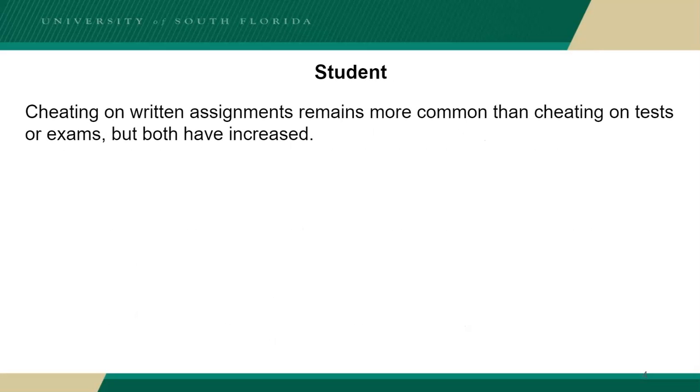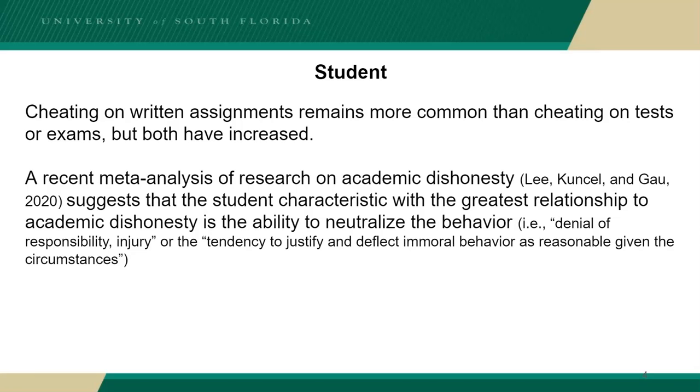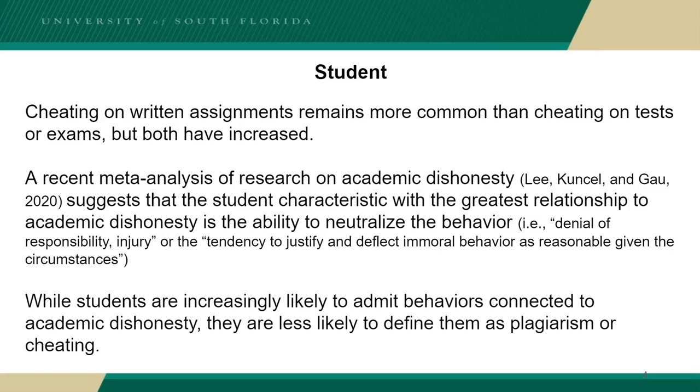Cheating on written assignments remains more common than cheating on tests or exams, but both have increased. A recent meta-analysis of research on academic dishonesty suggests that the student characteristic with the greatest relationship to academic dishonesty is the ability to neutralize the behavior. While students are increasingly likely to admit behaviors connected to academic dishonesty, they are less likely to define them as plagiarism or cheating.